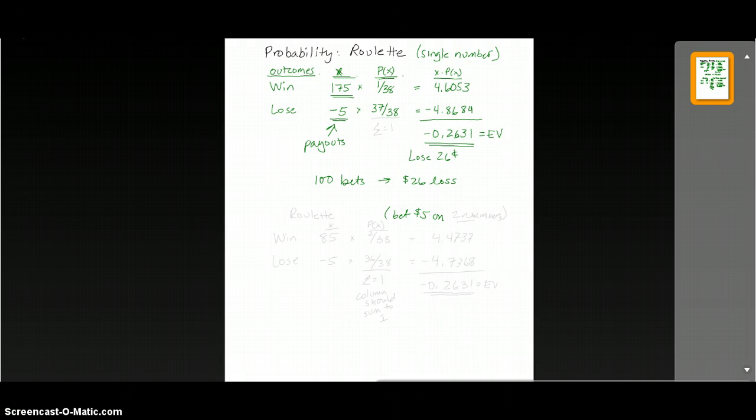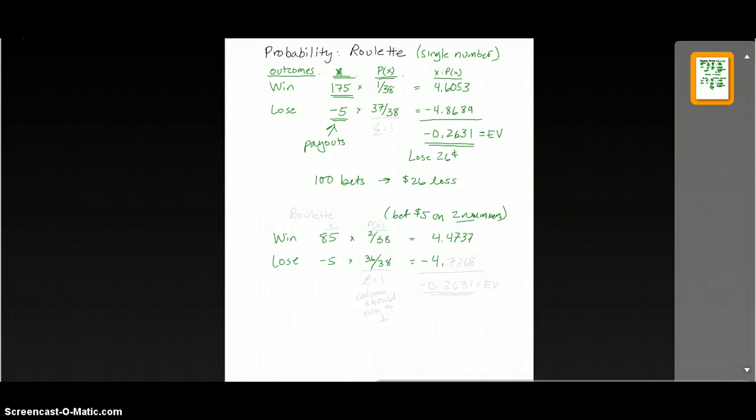Now let's look at a second scenario. Let's say that I'm going to bet $5, and this time I'm allowed to bet on 2 numbers. The money for a win is $85, and the money that I'm going to lose is $5, so the negative 5. Because I'm picking 2 numbers, I'm 2 out of 38. If I lose, I got one of the other 36 out of 38.